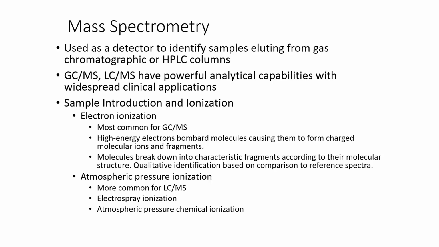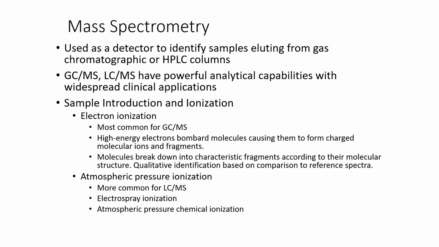When the sample is introduced, it has to be ionized. There are two major methods of ionization: electron ionization or atmospheric pressure ionization. Electron ionization is the most common for GC mass spec. High energy electrons bombard the molecules, which causes them to form charged molecular ions and fragments. The molecules break down into characteristic fragments according to their molecular structure. Qualitative identification is based on the comparison to reference spectra.